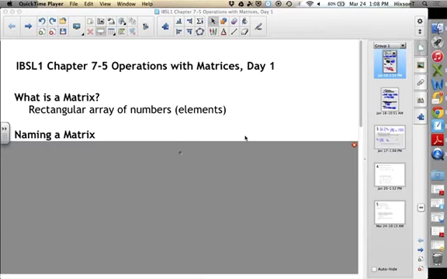All right, so let's go ahead and start. We're looking at some operations with matrices today and tomorrow. And just a little bit of a review.